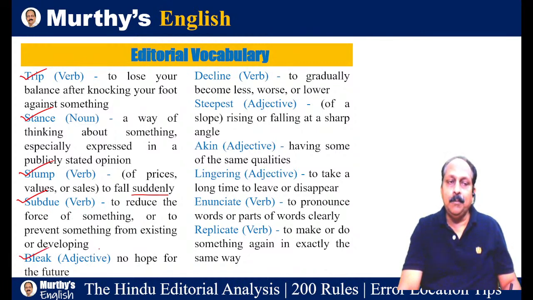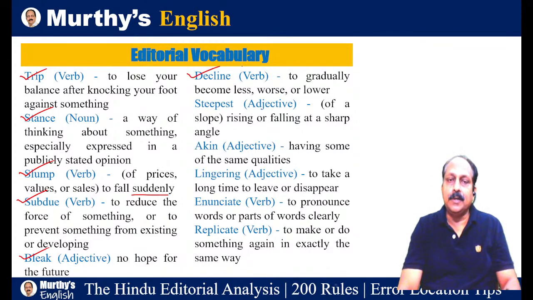Bleak, adjective we have got many a time. Part of speech adjective, that means you have to think of a noun. What are the typical combinations? Bleak future, bleak prospects. So bleak means no hope for the future. It has a negative connotation, it's a negative word.